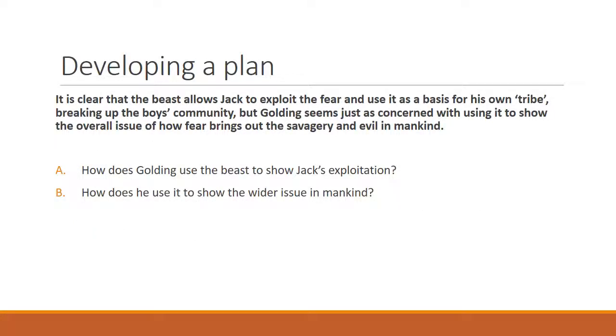Here's the Lord of the Flies argument at the top, and you can see again it just breaks into two easy sections which you can then put your ideas down about. How does Golding use the beast to show Jack's exploitation? How does he use it to show the wider issue in mankind?